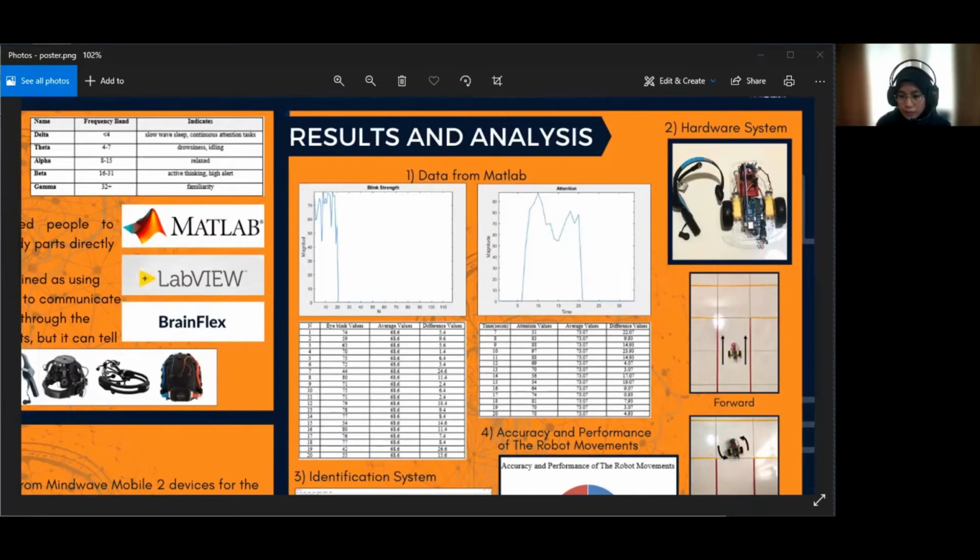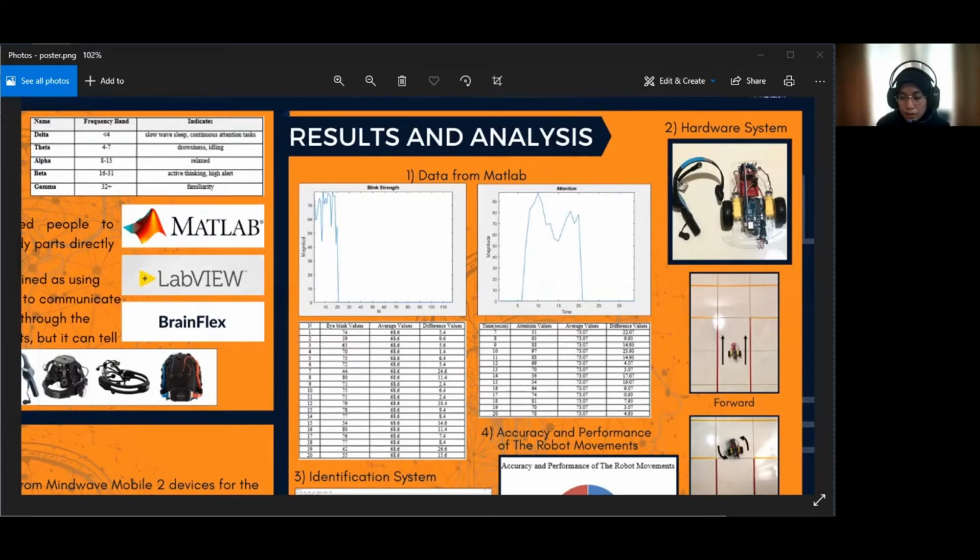Firstly, eye blink detection is actually used for a Boolean operation in the robot movement. So in the coding for Arduino IDE, we already set a Boolean function for blink strength, this eye blink detection.